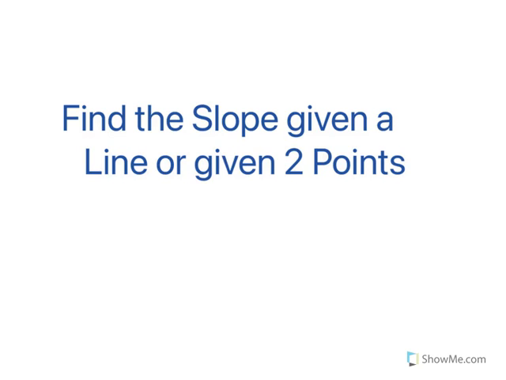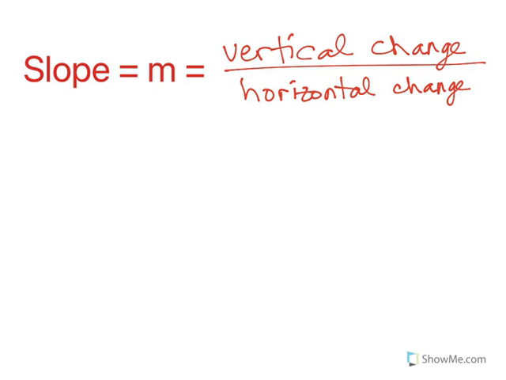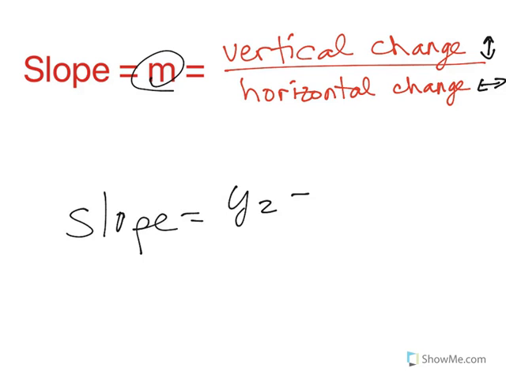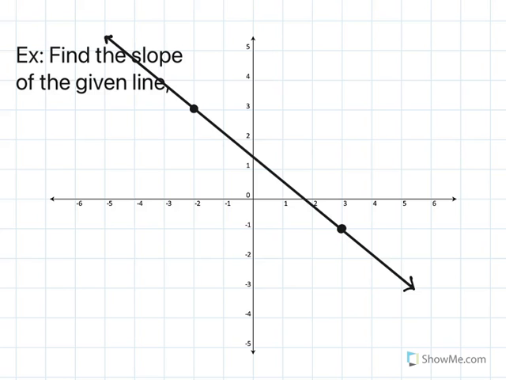Find the slope given a line or given 2 points. So let's remember that slope, which we note by the variable m, is the vertical change, up and down, over the horizontal change. Meaning, the formula for slope then is y2 minus y1 over x2 minus x1. So the y values are on top. That's important to remember. Okay, so let's find the slope of the given line.